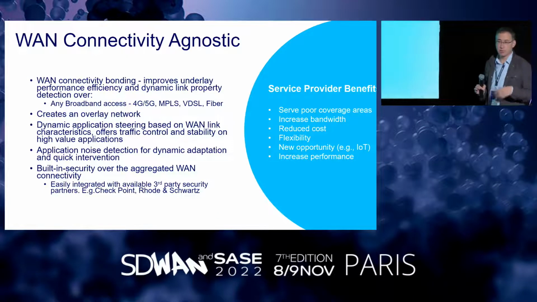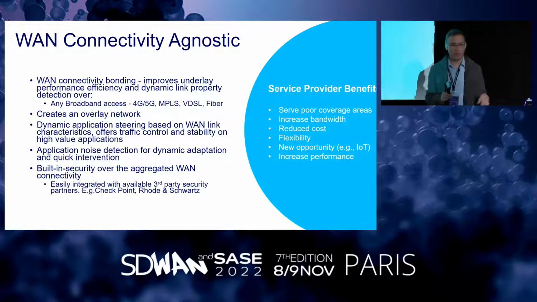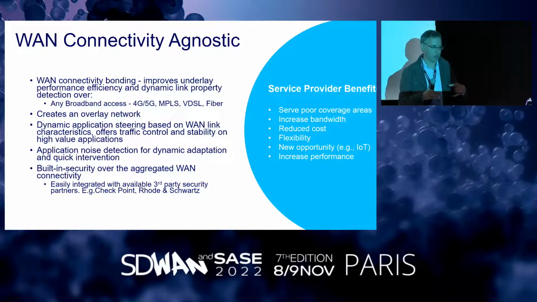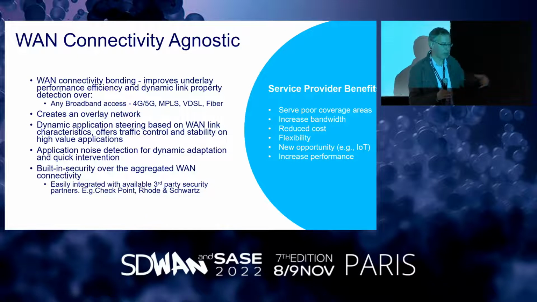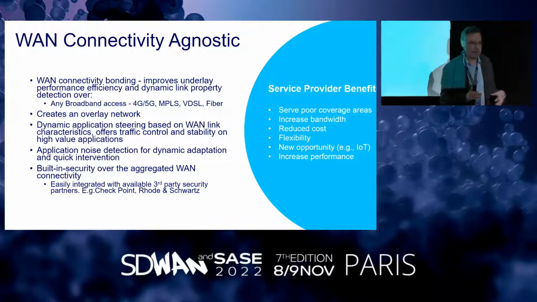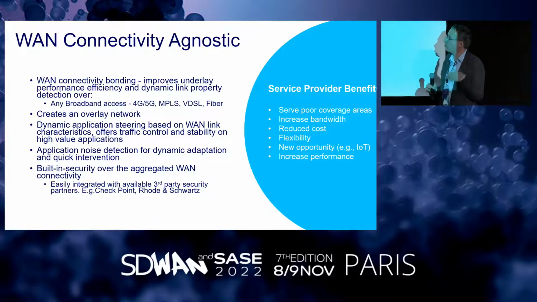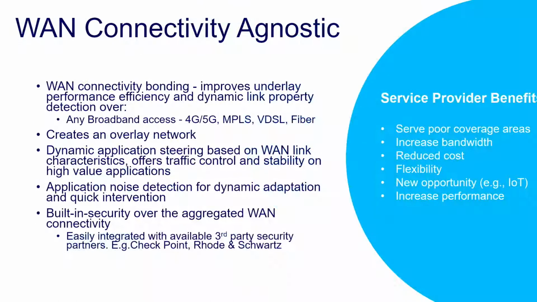The third aspect is WAN connectivity agnostic. That means that we can work from the branch, from the CPE or the premises, to the cloud. We can work with any WAN technology. It can be any broadband, like 4G, 5G, MPLS, VDSL, fiber, whatever you throw at us, we can deal with. If there are multiple links in one premise, we bundle them together and create an overlay network of our own on top of these physical links.